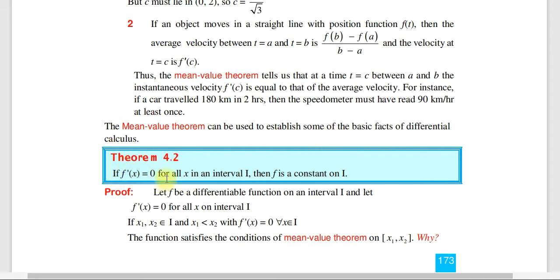If f prime of x is equal to 0 for all x in the interval I, then f is constant on I.